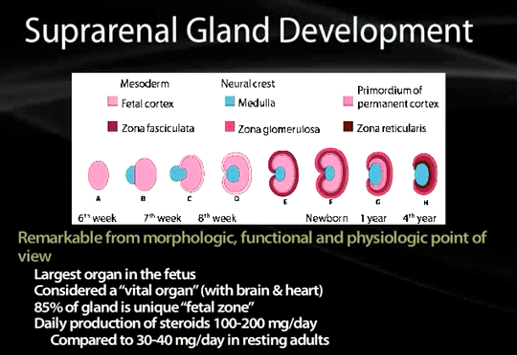And just looking at some of the development of this, it starts forming at 6 weeks, and it doesn't really finish and become the adult version until the 4th year of life. By the newborn stage, you're already starting to get a resorption of the fetal components that are hyperactive.